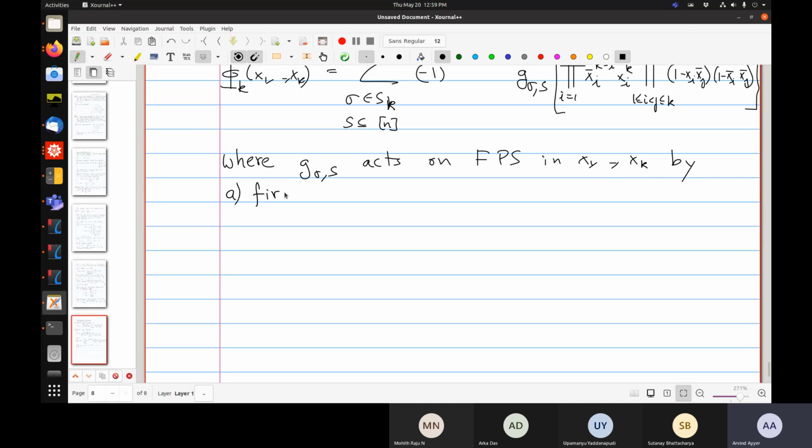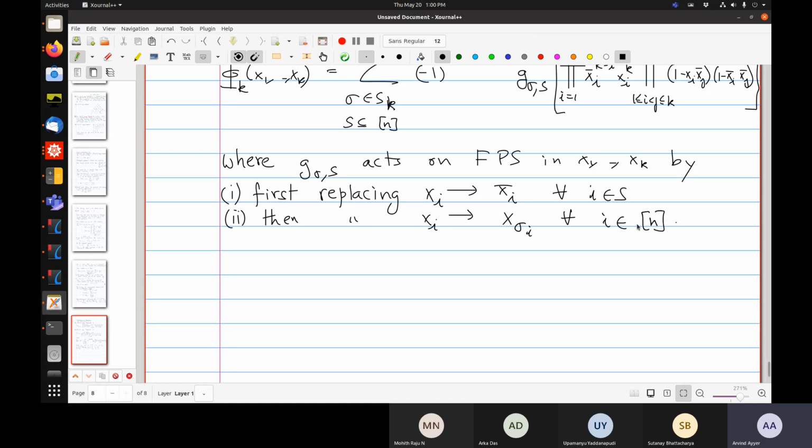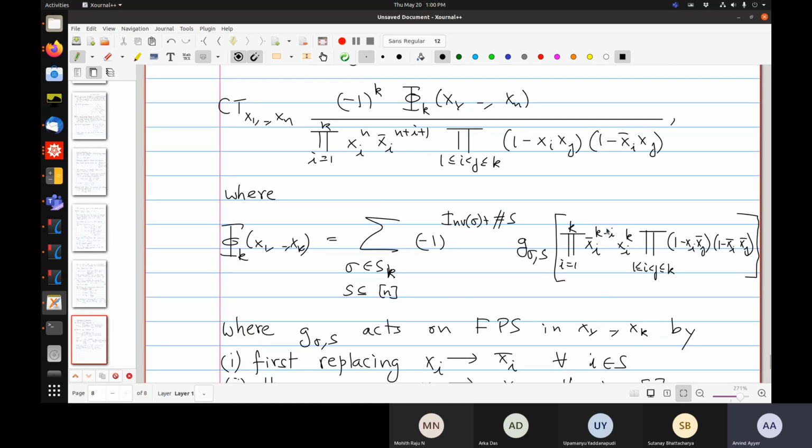first, replacing x_i by x_i bar for all i in S. It depends on both sigma and S, and then replacing x_i by x_sigma(i) for all i in 1 through n. Okay, so it's a really horrible expression.